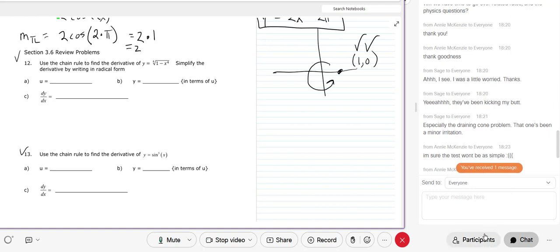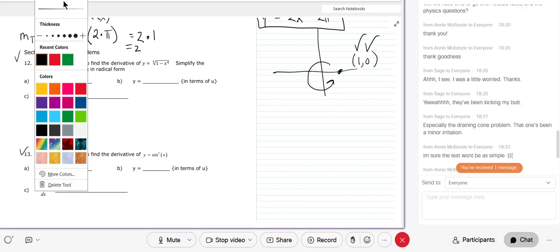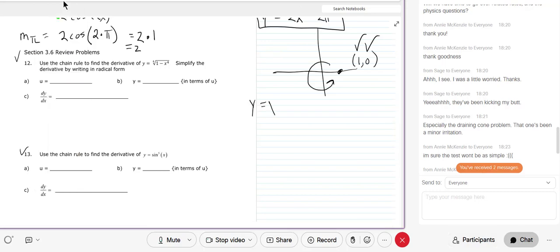Okay, so when I do this, first of all, we're looking at the function y equals the fourth root of 1 minus x to the fourth. Okay, so the u part is the inside part. You want to think of that as a function inside of a function. So the u part is going to be this part, 1 minus x to the fourth. Okay, and then the y equals is the big part. So the big part is going to be y equals the fourth root of u, which can be written as u to the 1/4 power.